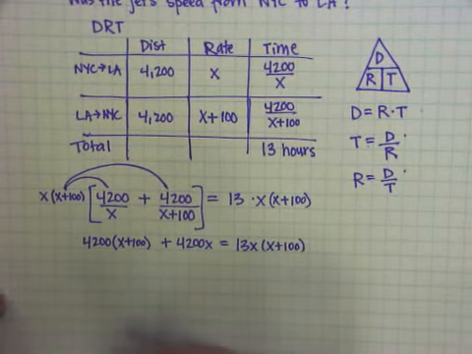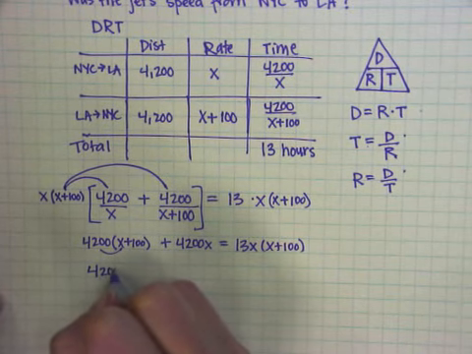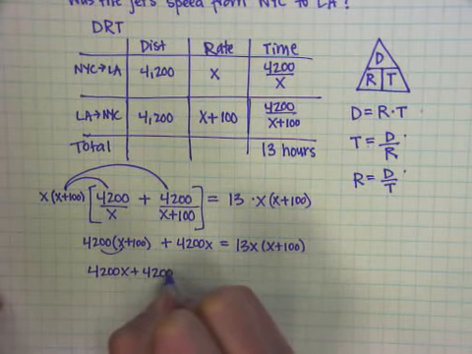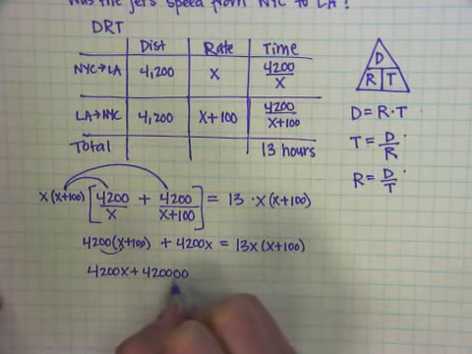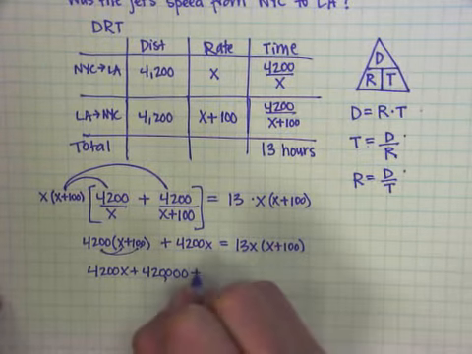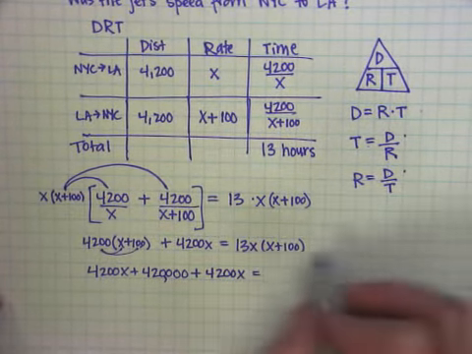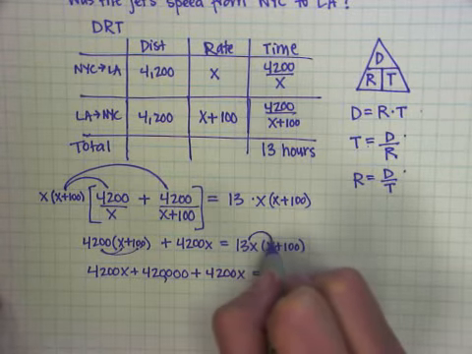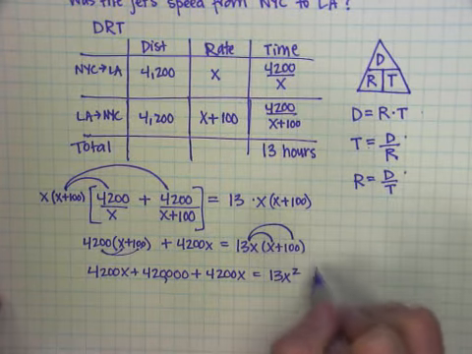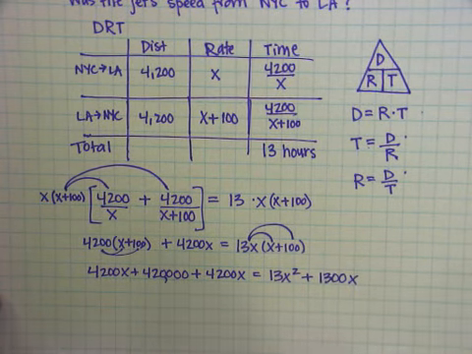And from here, it's just a matter of solving. So I'm going to distribute. I get 4,200x plus 4,200 with 2 more zeros added on, so 420,000 when I distribute, plus 4,200x. On this side, 13x times x gives me 13x squared, and 13x times 100 gives me 1,300x.